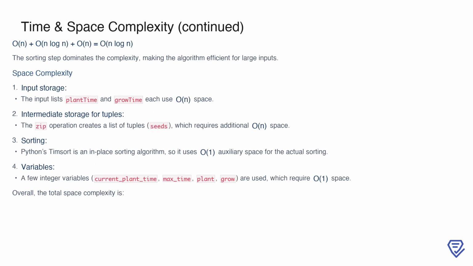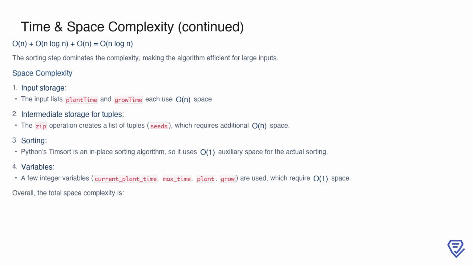Adding up the complexities of the steps, we get O(n) for creating the tuples, O(n log n) for sorting, and O(n) for the loop. This simplifies to O(n log n), as the sorting step dominates the overall complexity. Now, considering the space complexity, the input lists plant time and grow time each require O(n) space. The zip operation creates an additional list of tuples, also requiring O(n) space. Sorting is done in place using Python's timsort, which requires only O(1) auxiliary space. Finally, the integer variables used in the implementation like current_plant_time and max_time contribute O(1) to the space complexity.